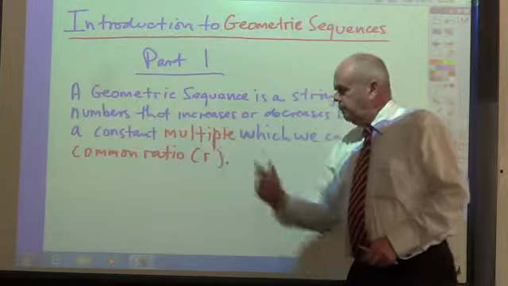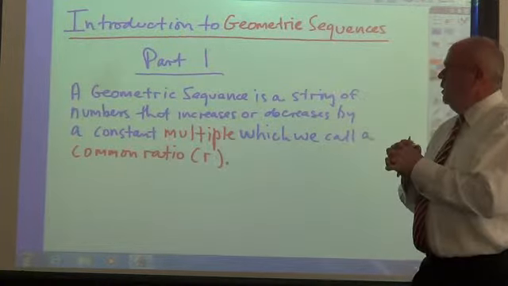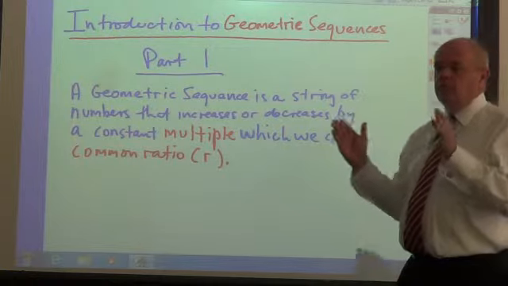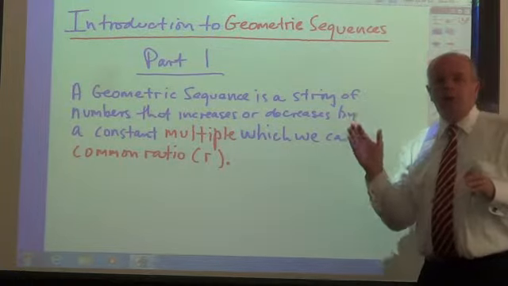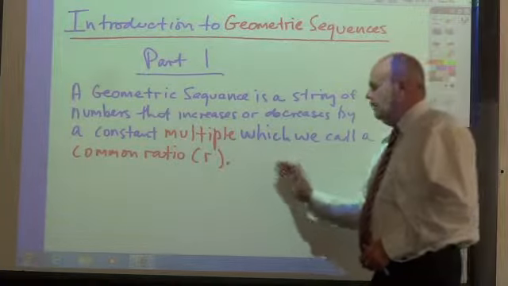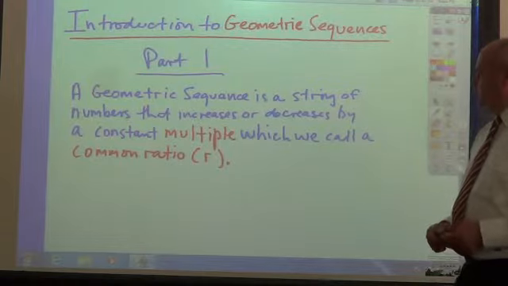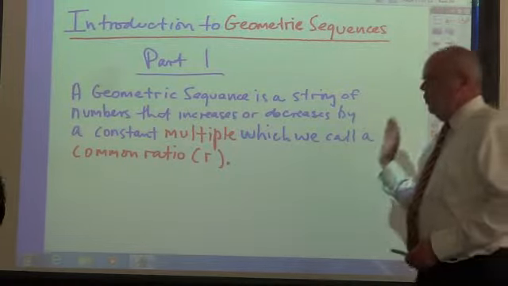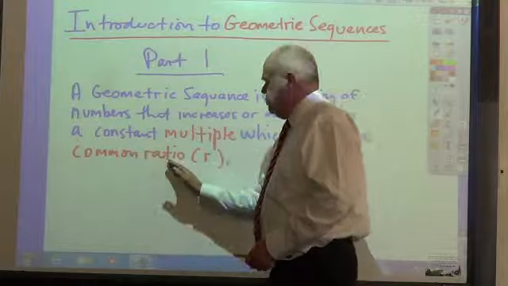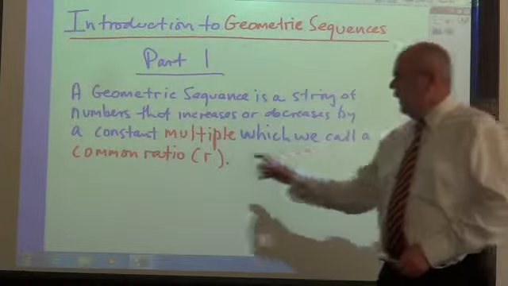Now I've got that in red because that's where it's different from an arithmetic sequence or series. An arithmetic sequence or series, as we've seen, goes up or down by a constant number. But geometric is going up by a constant multiple. And whatever that constant multiple is, we call it the common ratio. The common ratio. And it is given by one letter, and that is the letter R.